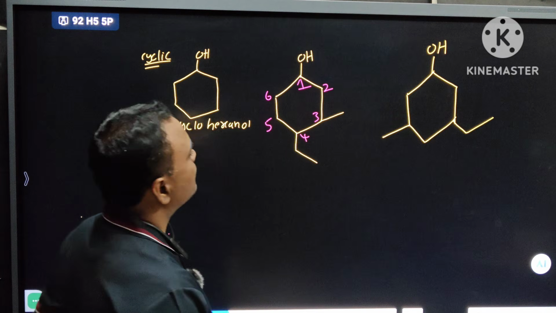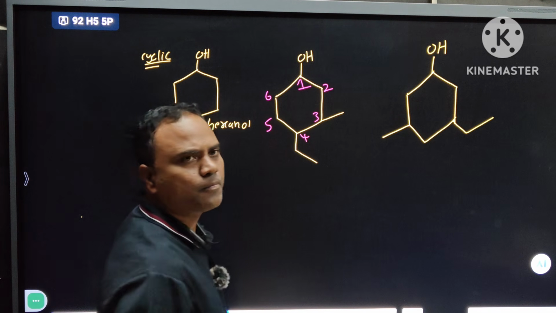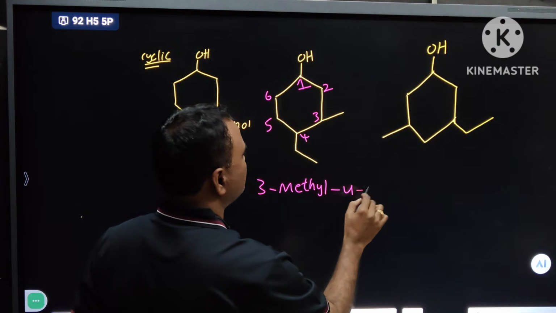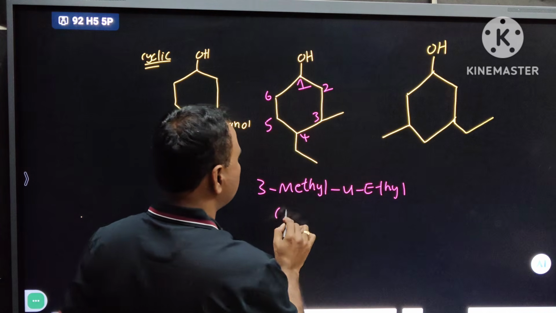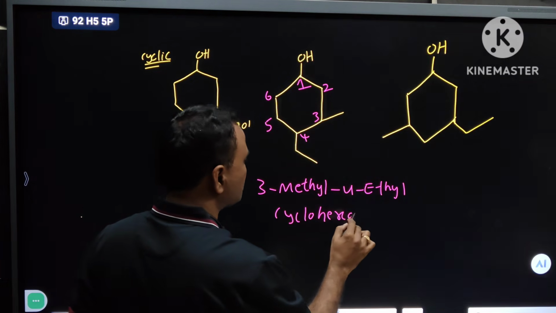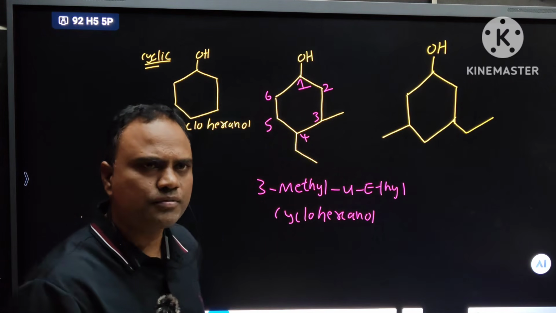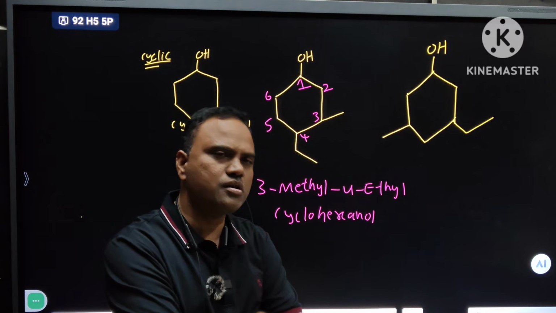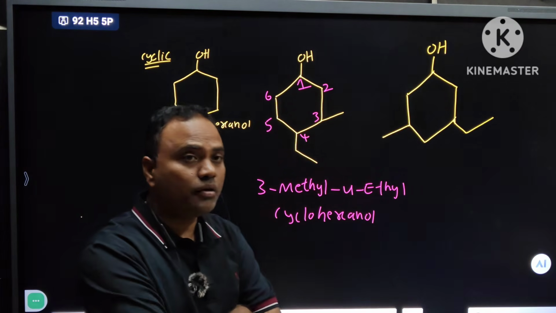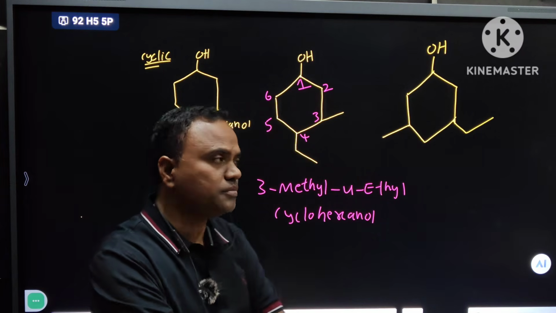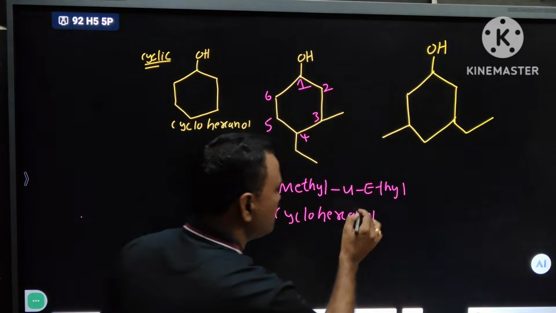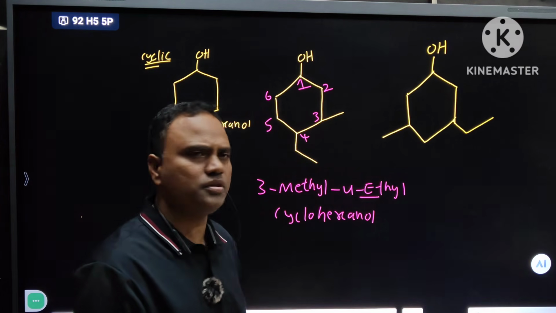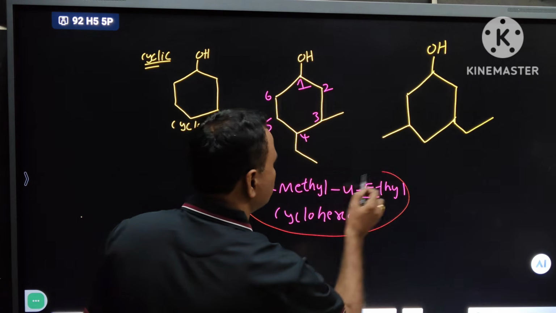Okay. Right. Let us start the name. 3-methyl, 4-ethyl, cyclohexanol. Is it correct? Not correct. Numbering is correct, but writing the name is not correct. See, arrange the names according to alphabetical order. Numbering is correct, but naming is wrong. Okay? Right.